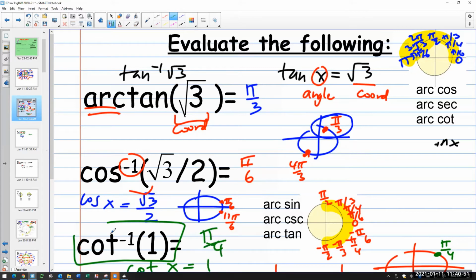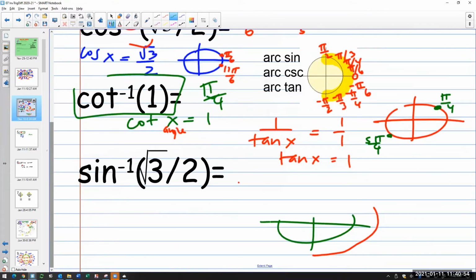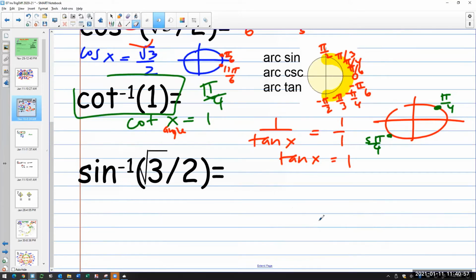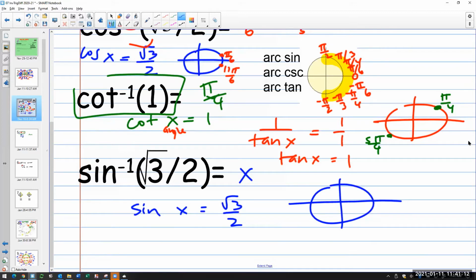You guys see how to do these problems? Okay. You guys do the last one then. Go for it. What'd you guys get? Pi over 3. That is your answer. Nice job. Okay, any questions about how to do this?